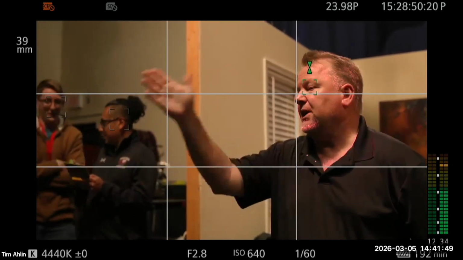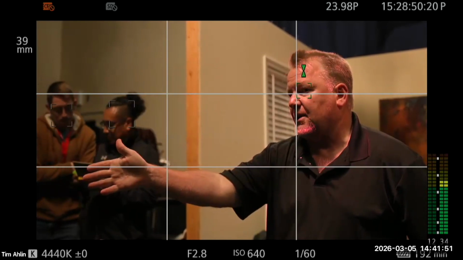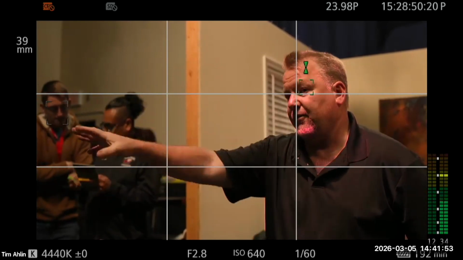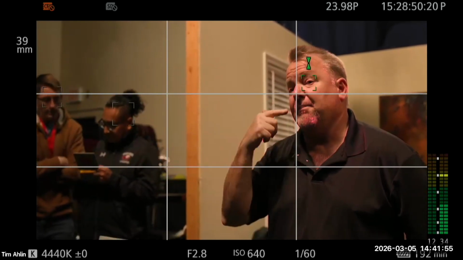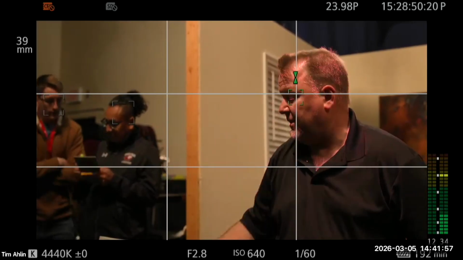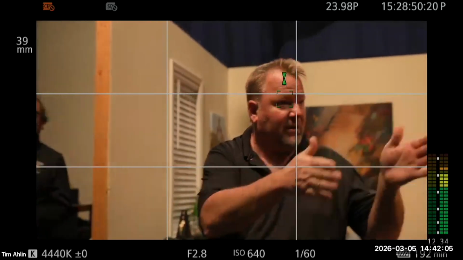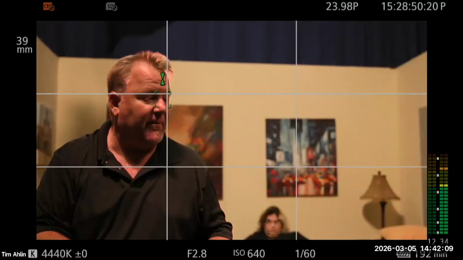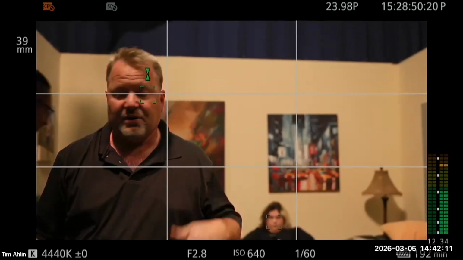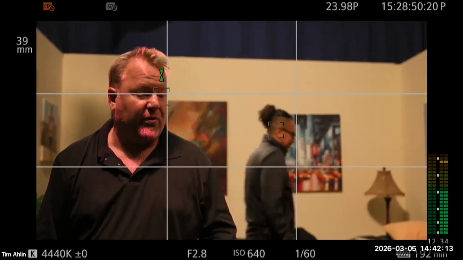Yeah, so you want to lead. So if I'm looking in this direction talking to somebody, you want to give room in front of me so that you keep my eyes on, in this case, the right third. And if I turn and now I'm looking over at Samantha, and I'm looking in this direction, my eyes need to be on the opposite side. So now I'm on the left third.